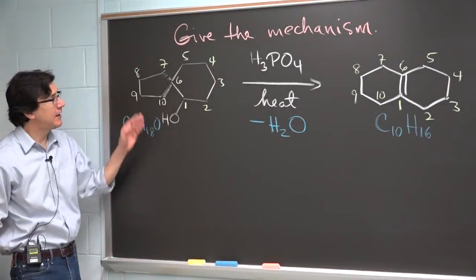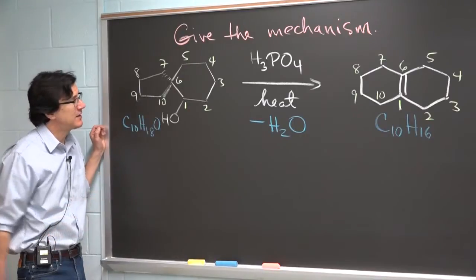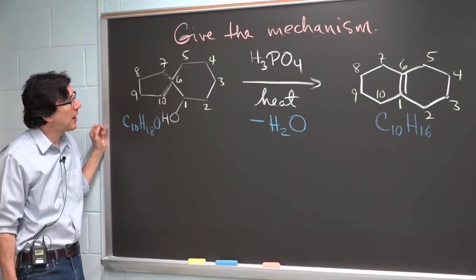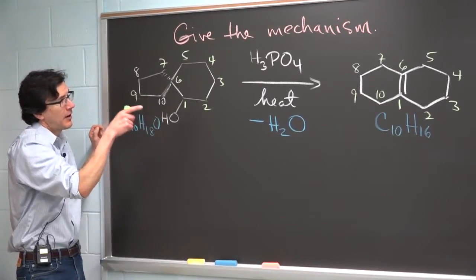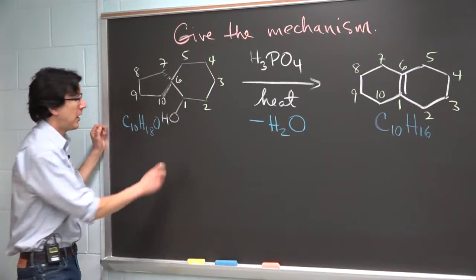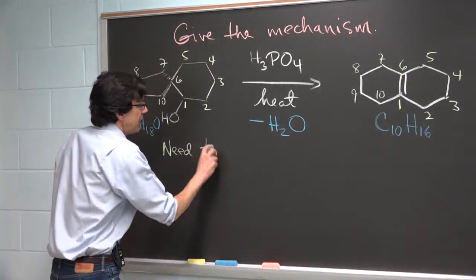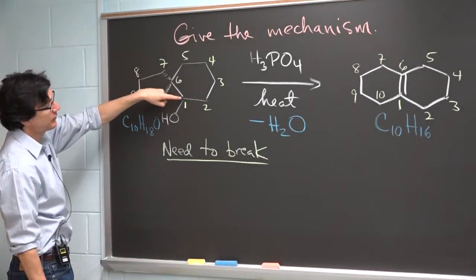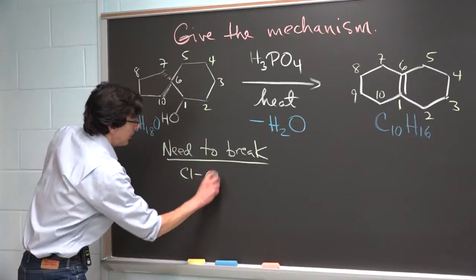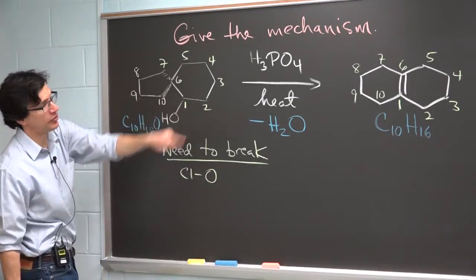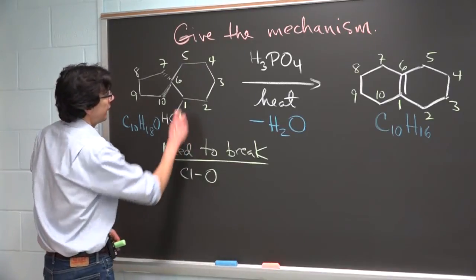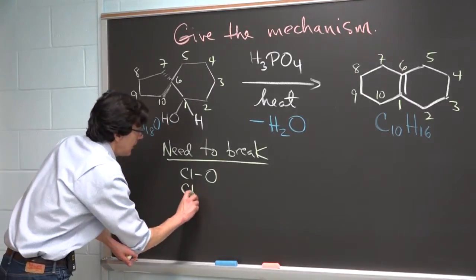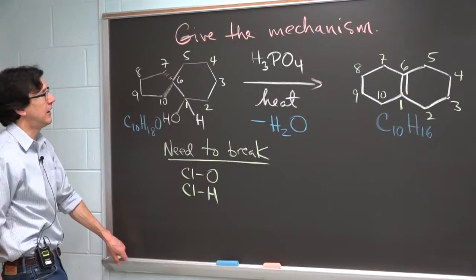So again, in mechanism problems, it's not a bad idea to think about what has to happen during the course of this reaction. So if you look for bonds that are present over here but are absent over there, those are the bonds that we need to break. So we can even make a little list here. So we need to break the bond between 1 and oxygen. Notice there's no OH group attached to carbon 1 over there. There's also a hydrogen at carbon 1 in the starting compound, and there isn't one there in the product. So we have to break that bond as well.